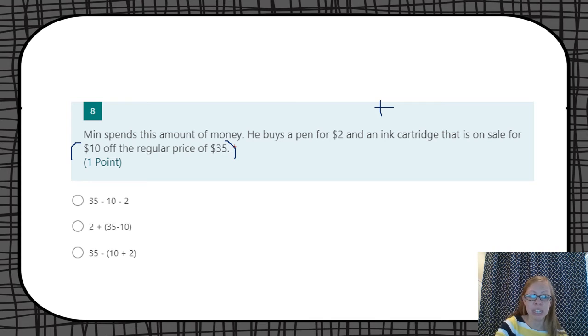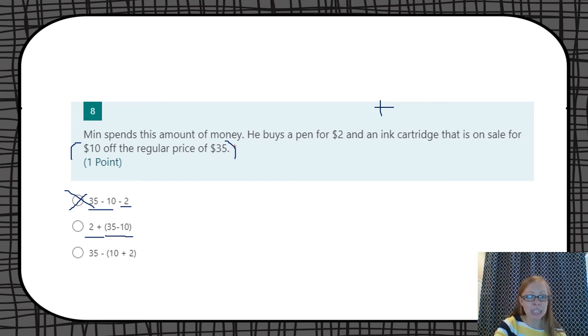So when I look at my choices, I see 35 minus 10 minus 2. Well, 35 minus 10, I agree, is a good start, but minus 2, that's not going to help me figure out how much money he spent altogether. 2 plus 35 minus 10 in parentheses. Yeah, well, this has 35 minus 10 just grouped together. That's correct. I'm adding 2 to get the total cost of both things that he bought. This looks good. Let's check one more.